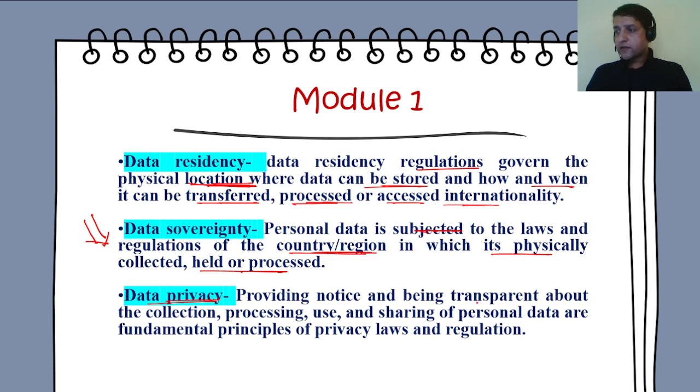And what is data privacy? Providing notice and being transparent about the collection, processing, use, and sharing of personal data are fundamentals of the principle of privacy laws and regulations. So if I collect your data, I need to tell you how I use it, when I use it, how I process it, how I collect it. That's data privacy. So this is clear. But there'll be confusion between these two terms. Please understand the little difference between these two terms, and there's a question in the exam.